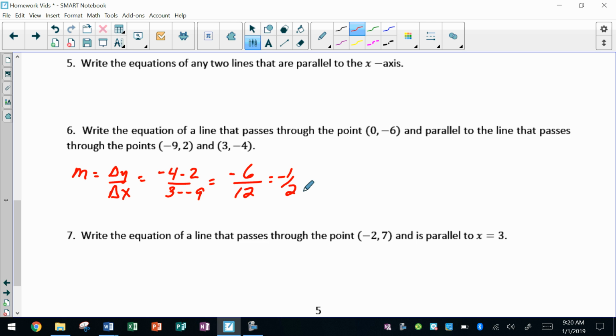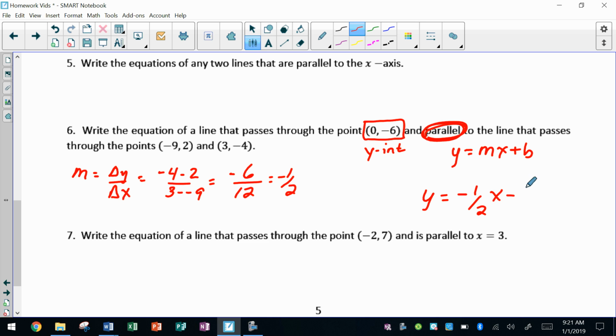And because we want to get a parallel line, we're going to use the same slope. And it also passes through the point 0, negative 6. But if you notice, with this point, 0, negative 6, that technically is the y-intercept. So we could use slope-intercept form, y equals mx plus b. And so I'm going to use this slope, negative 1/2, and I'm going to use that as my y-intercept, which will go into b. And so the answer here is y equals negative 1/2 x minus 6.